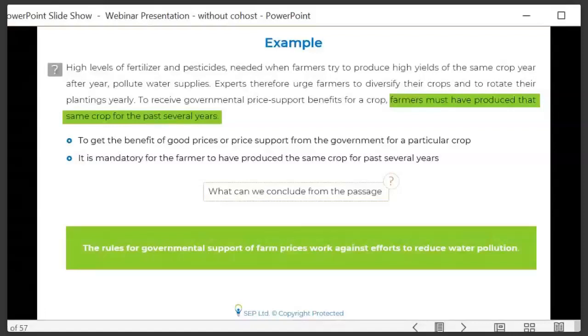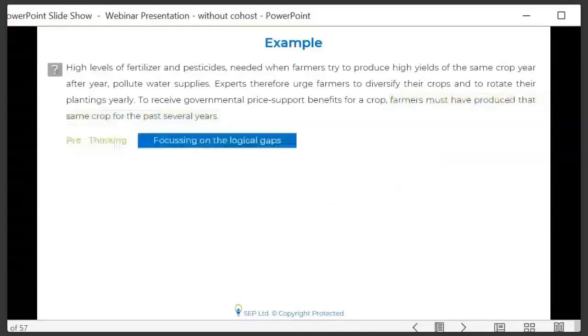So moving forward with what pre-thinking is. Pre-thinking is ideally you are focusing on the logical gaps. So in the previous paragraph that we just saw, we were given several pieces of information. So the pre-thinking there involved bringing together those pieces of information, to bridge the gap between what efforts for water pollution were required, and what governmental price support required.